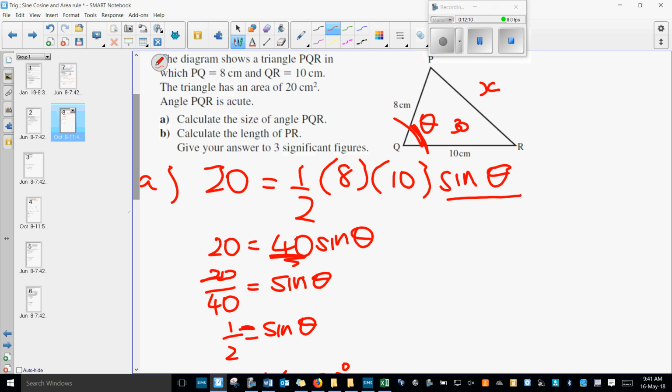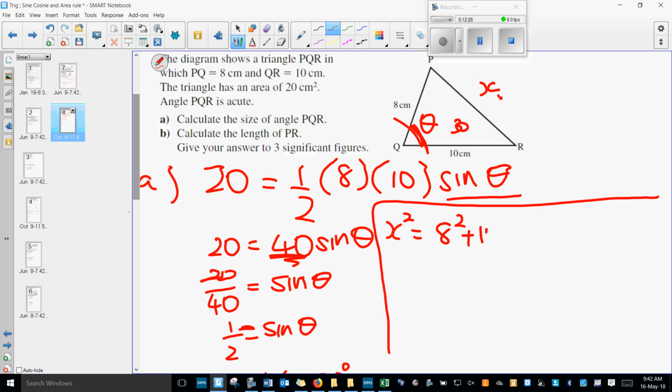Sorry, I took too much space a minute ago. In order to use the cosine rule, if we're trying to find this side length, we need to know the angle opposite it. Luckily, we've just calculated that. So we're going to have x squared equals 8 squared plus 10 squared minus 2 times 8 times 10 cos 30.